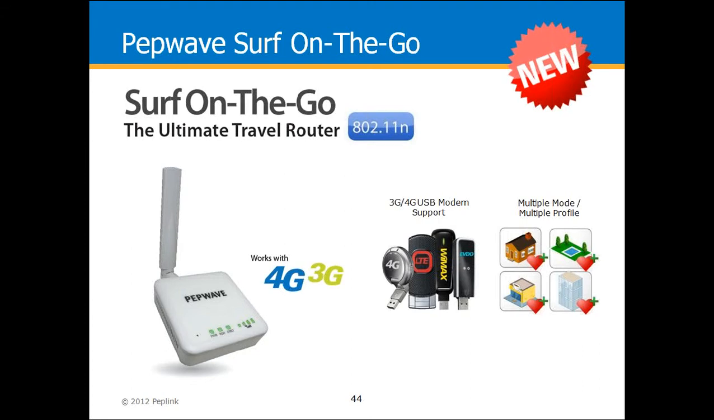This slide just talks about our Pepwave Surf on the Go. This is a great little product. It's really the ultimate travel router. For the WAN interface, you can use either a 3G, 4G USB modem. You could use Wi-Fi. You can use Ethernet. We've got all angles covered with this little guy.